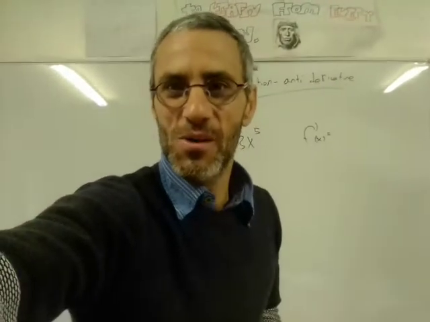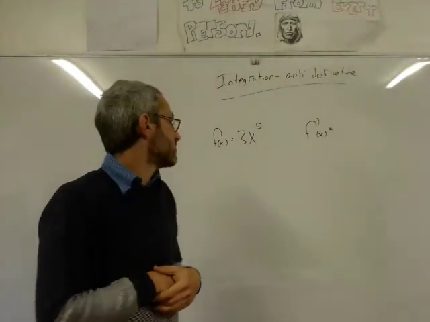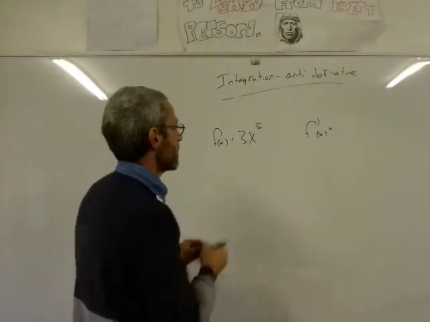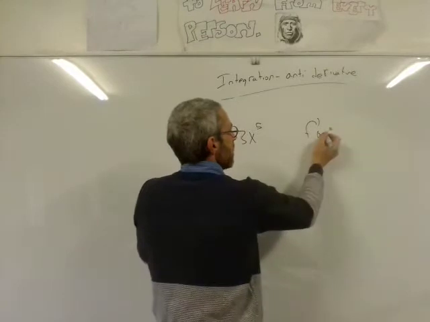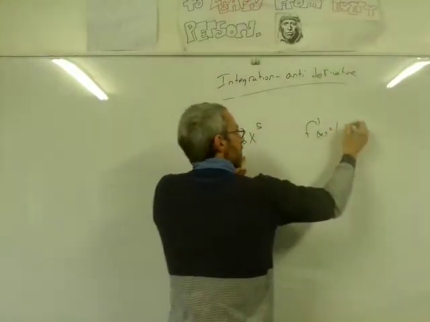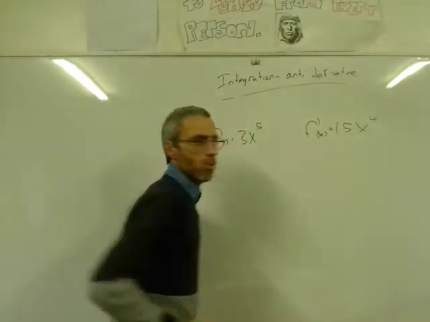Let's take a function, 3x to the power 5. We've learned how to easily find the derivative. If I find the derivative, f'(x), that's going to be 5 times 3, 15, x to the power 5 minus 1, power 4.